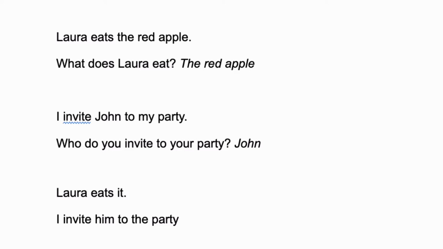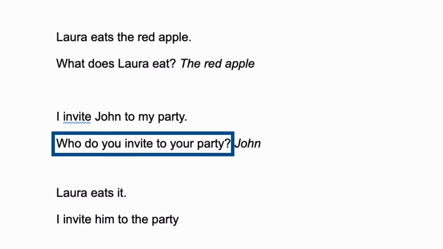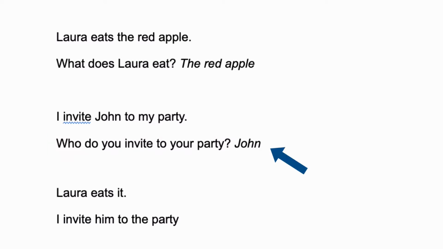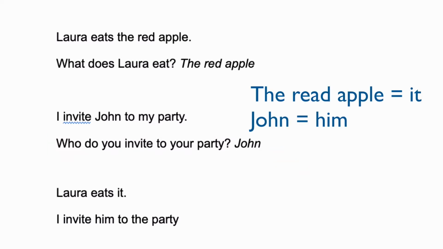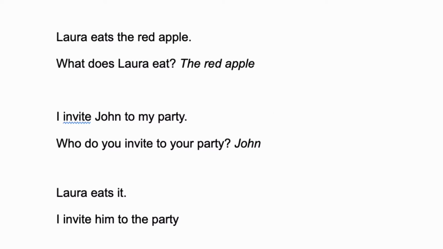Let's try with another sentence. I invite John to my party. Can we ask a question using who? If so, we have a direct object. The question would be, who do you invite to your party? John is the answer, the direct object. The red apple and John can be substituted with a direct object pronoun, respectively it and him. So the original sentences become Laura eats it, I invite him to my party.